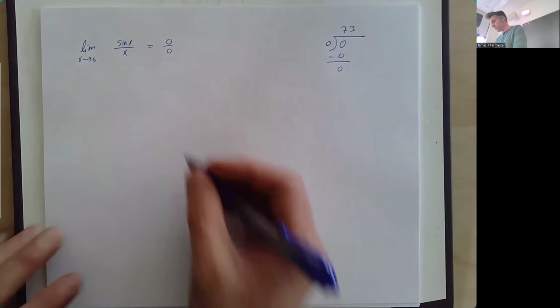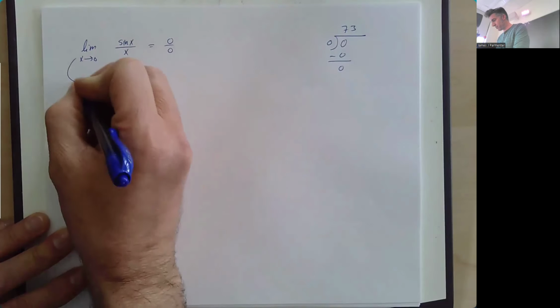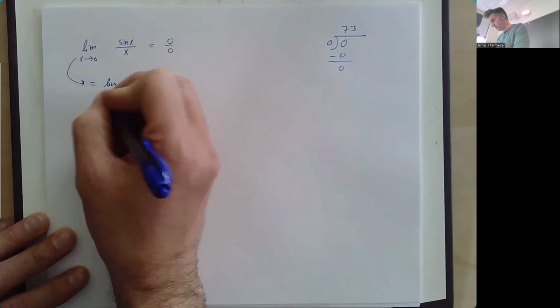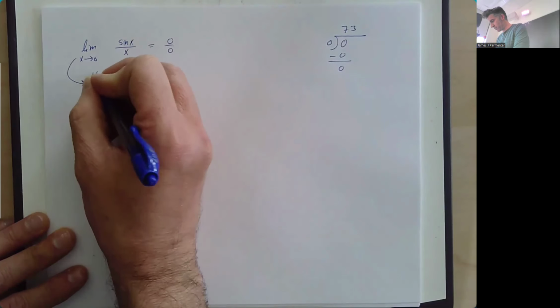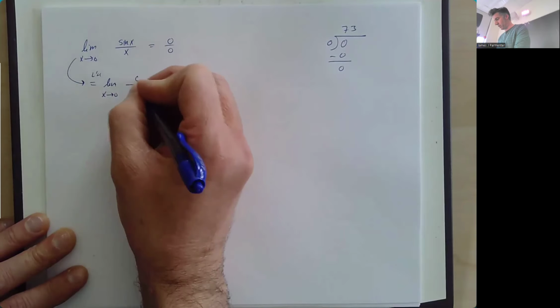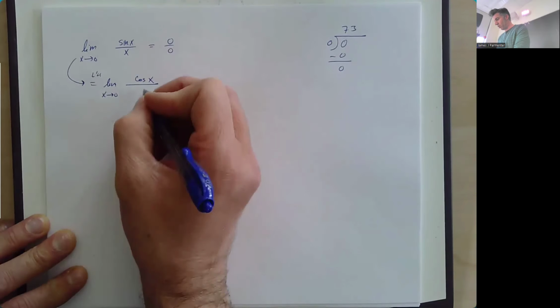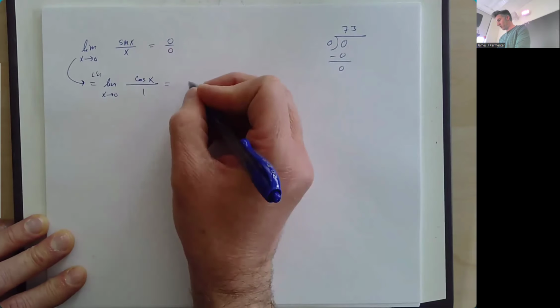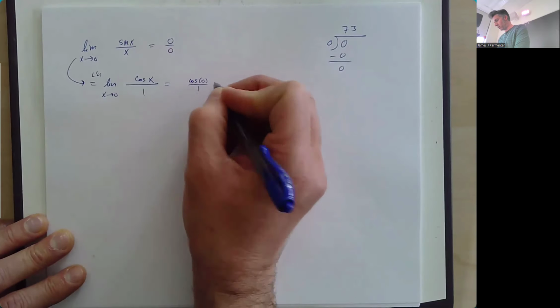In this example, using L'Hopital's rule, we know the answer is going to be 1, but let's use L'Hopital's rule to show it. The derivative of sine of x is cosine of x. The derivative of x is 1. And if you plug in 0, you get cosine of 0 over 1, which is 1.